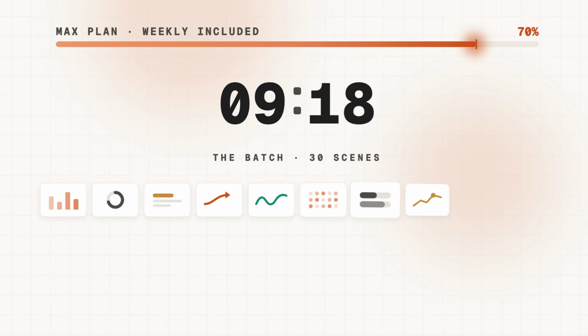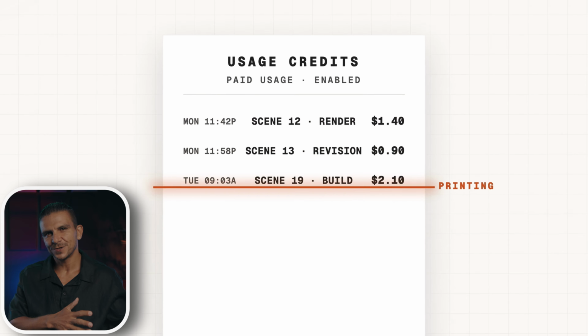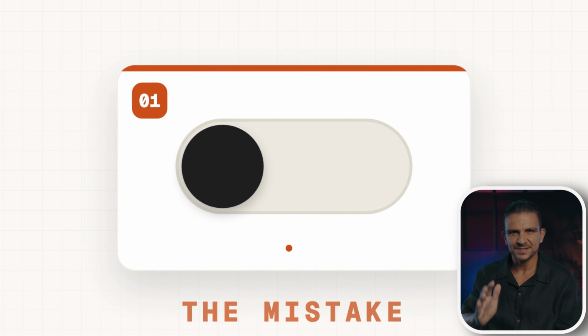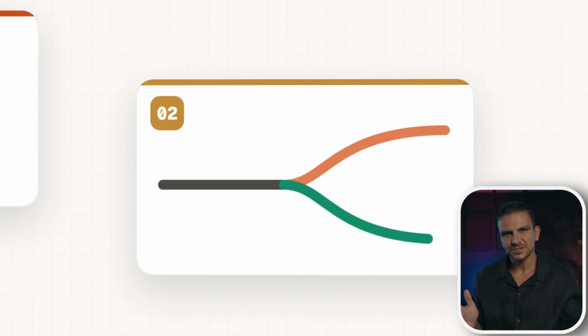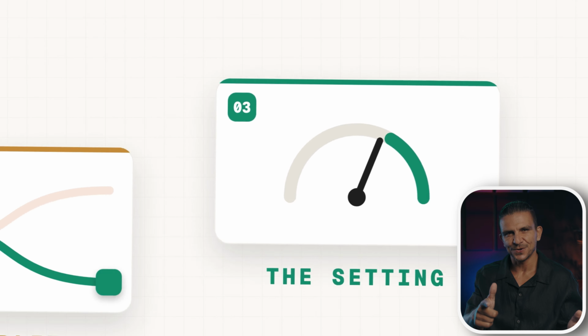I burned through the included usage on my Claude Max plan in 30 minutes. Then I spent another $29 over the next 2 days just to keep working. I'll show you the exact mistake I made, the model split I should have used, and the setting you need to check before this happens to you.